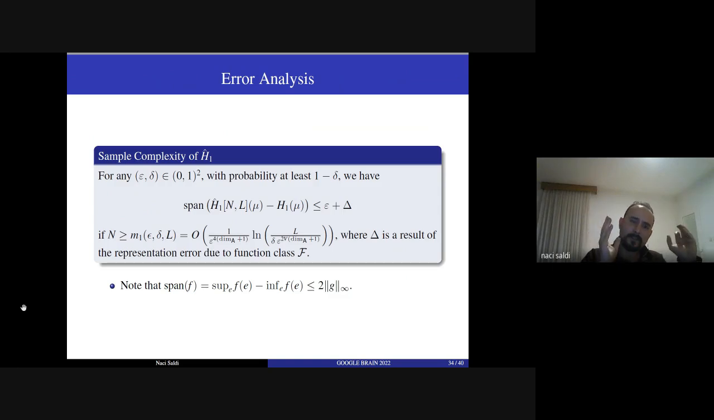Instead of the infinity norm, it's enough to have error analysis in terms of the span seminorm, because what we are interested in are the minimizers of these Q functions, which give the policies. If the span seminorm of two Q functions is small, then the distance between their minimizers is also small. You can prove this.